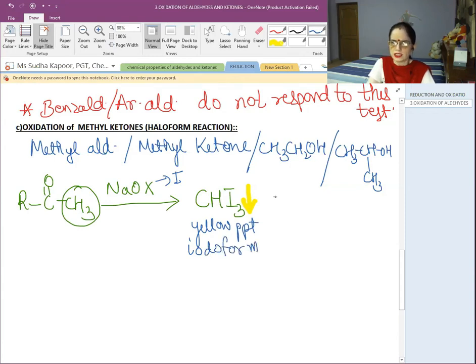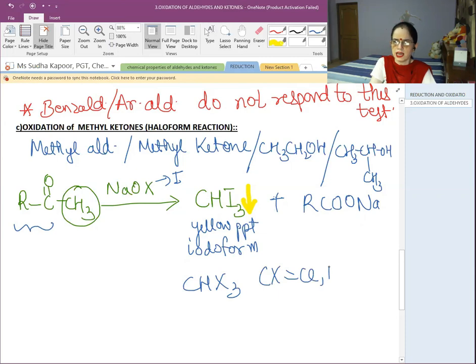Okay, and what is released along with it? The remaining part, RCOONa. Since we have taken Na, we will be writing it as RCOONa. So in general, we will be getting CHX3. This X can be Cl, Br, or I. So looking at the nature of the PPT formed, it can be identified easily that the methyl group is attached to the aldehyde or the ketone part.